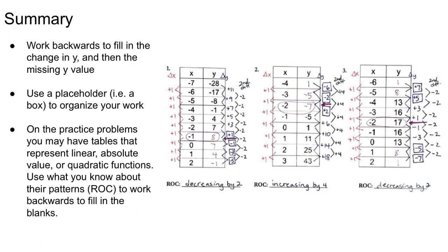And on the practice problems, you may have tables that are linear, absolute value, or quadratic. Use what you know about the rates of change and the patterns in the rates of change to work backwards. So linear is constant. Absolute value is going to have 2 different constant opposite rates, and then quadratic with the second difference being constant.